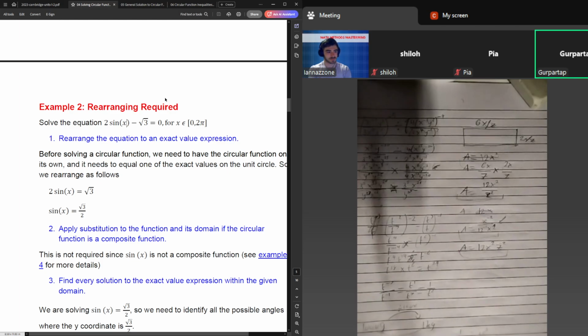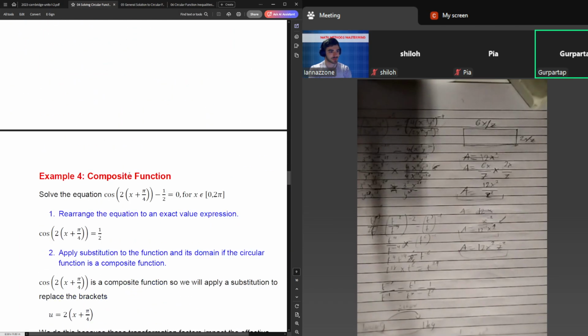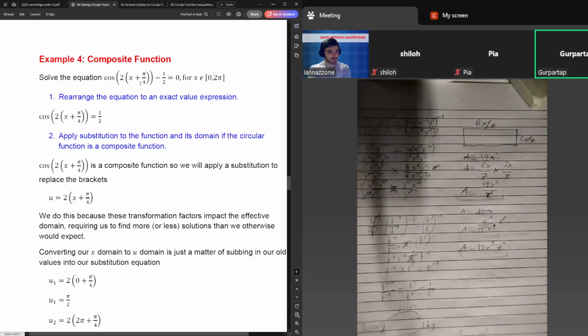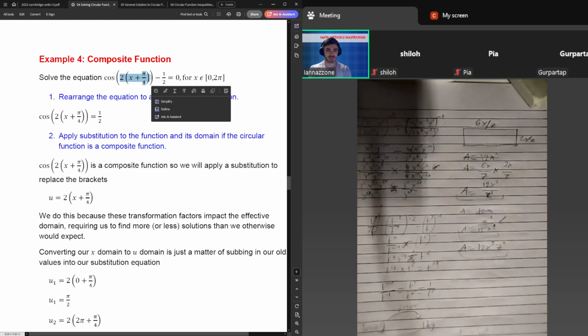Oh, good. So we're going to answer that in a bit more detail right now with composite functions. So basically, we've got a whole bunch of nastiness inside the circular function now. Not the end of the world.